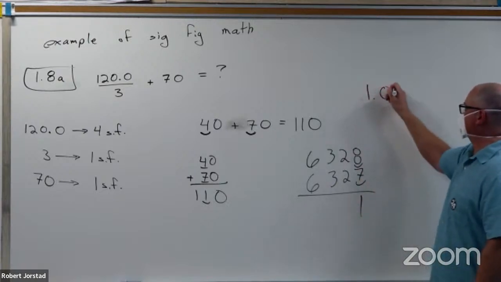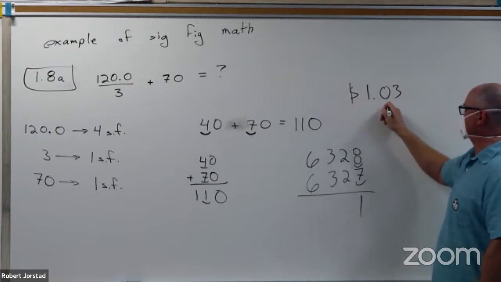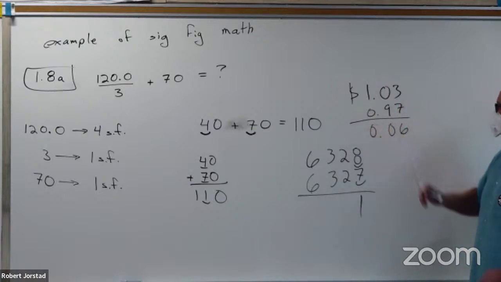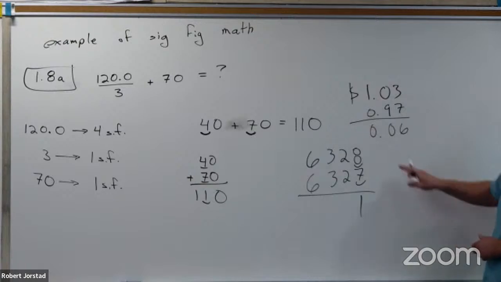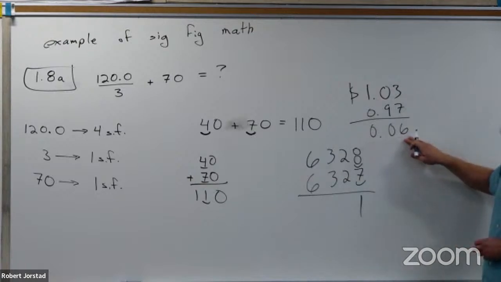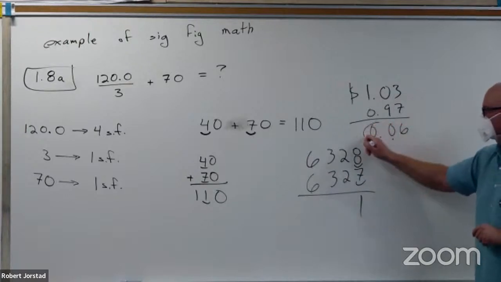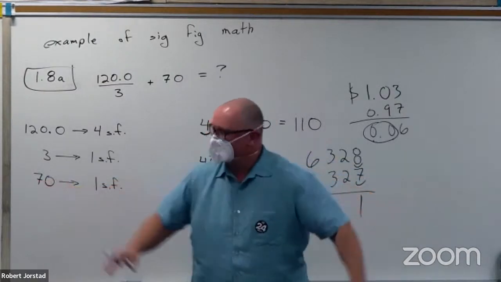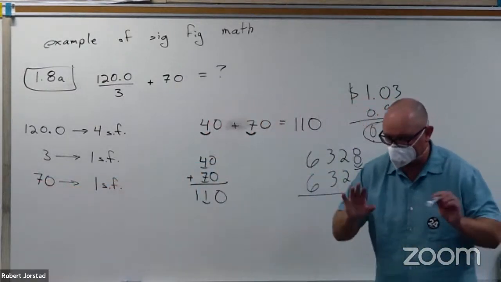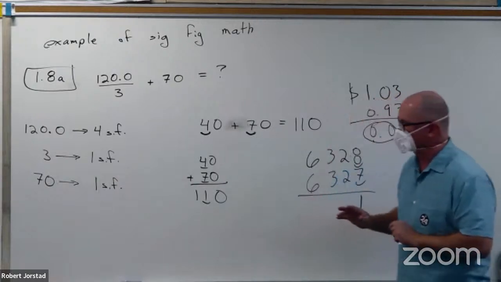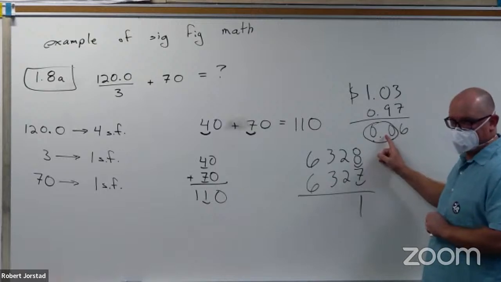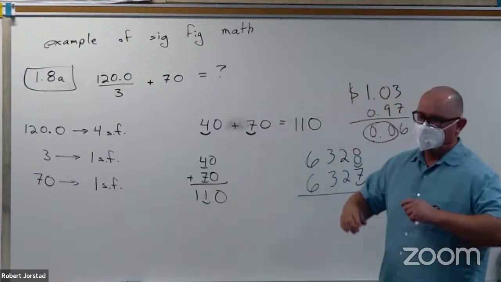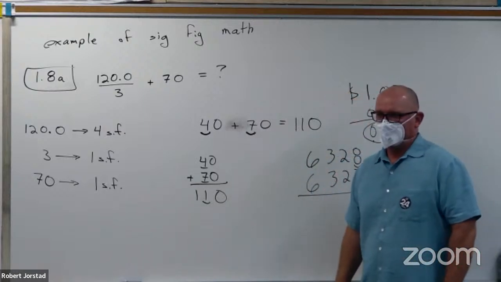Or if you have $1.03, right, and you take away 97 cents, it doesn't make sense to say you still have 3 sig figs. In fact, how many sig figs do you have here? 1. These are called leading zeros. Leading zeros, never significant. So we've seen all the tricks with sig figs. This is a very brief reminder, but I want to emphasize leading zeros, never significant. Trailing zeros, like we saw in the first example, sometimes significant.